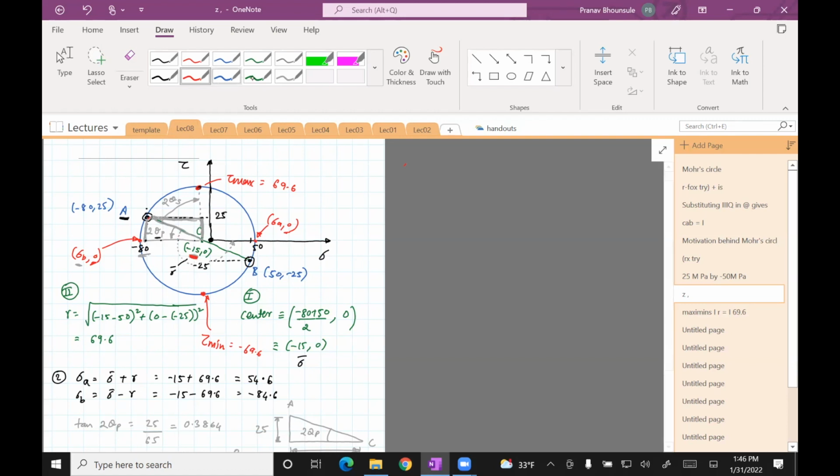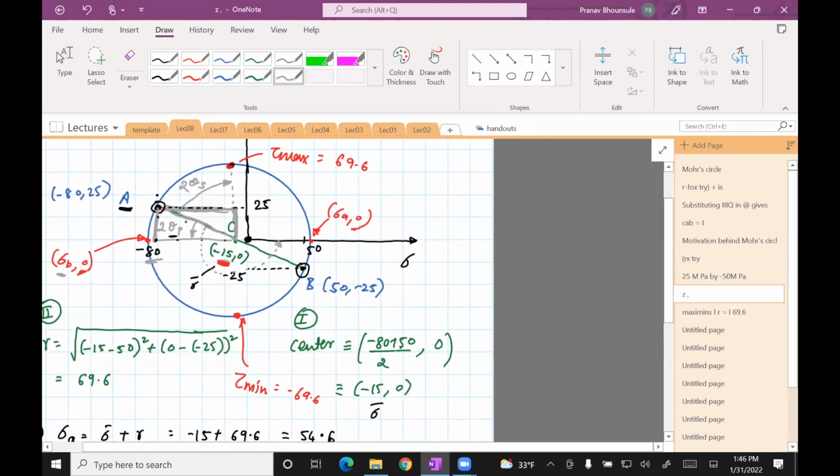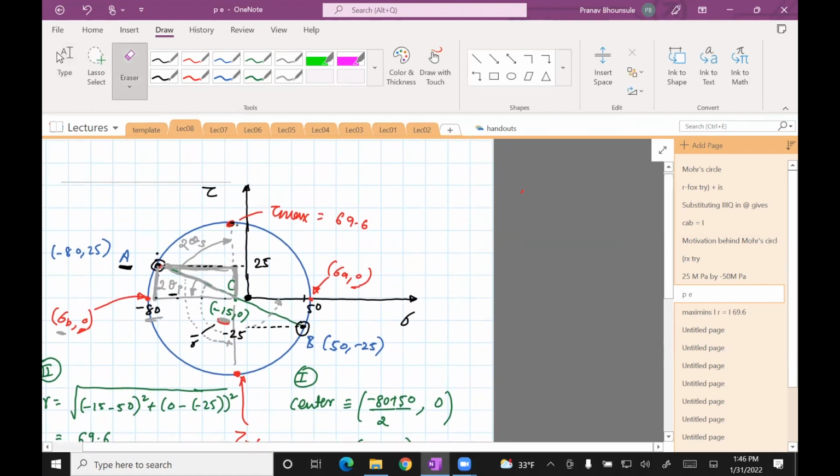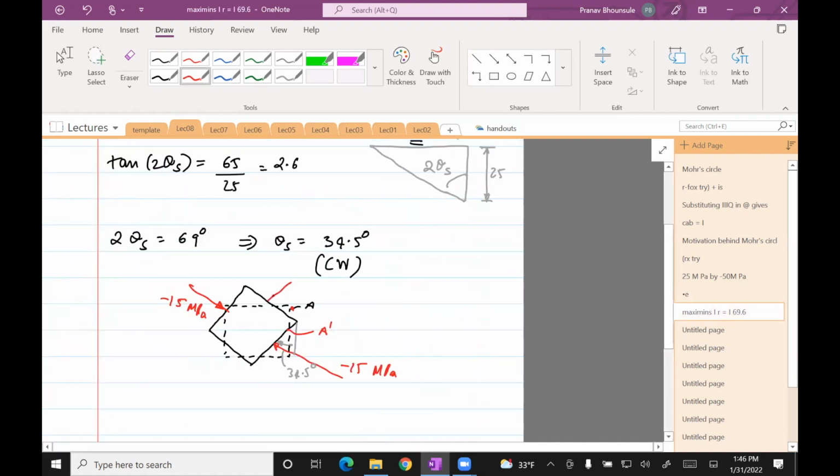So if you want to find that angle, it's just cluttered here, but you will go from here, dotted line, to here, because the normal stress is -15. For this point, the stress is -15, 69.6. That -15 shows up. This one will also have -15. Okay, one last thing and we're done.